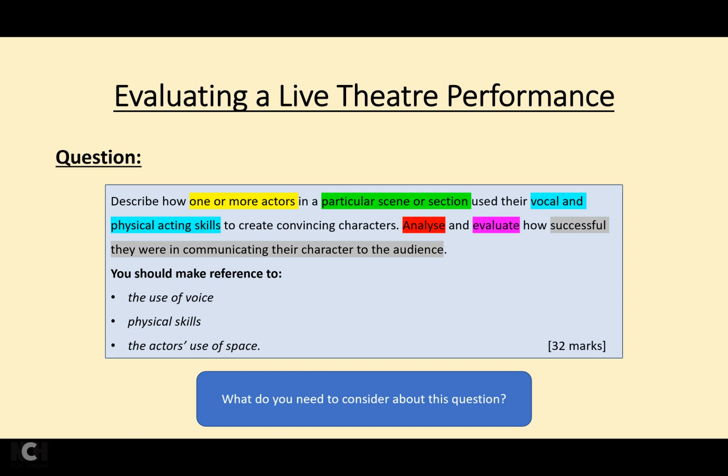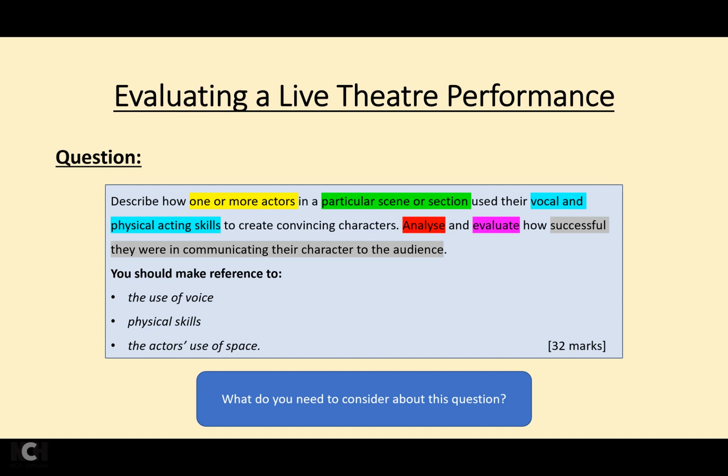So, describe how, and in yellow, I have put one or more actors. You can talk about one actor if you are talking about a monologue, or you can talk about multiple actors if you are talking about a scene. Even if you are talking about a scene with multiple actors in it, if you just want to talk about how one person acts within that scene, then you can just talk about them. There is no right or wrong answer. The question is clear: one actor or lots of actors. It's up to you, okay?